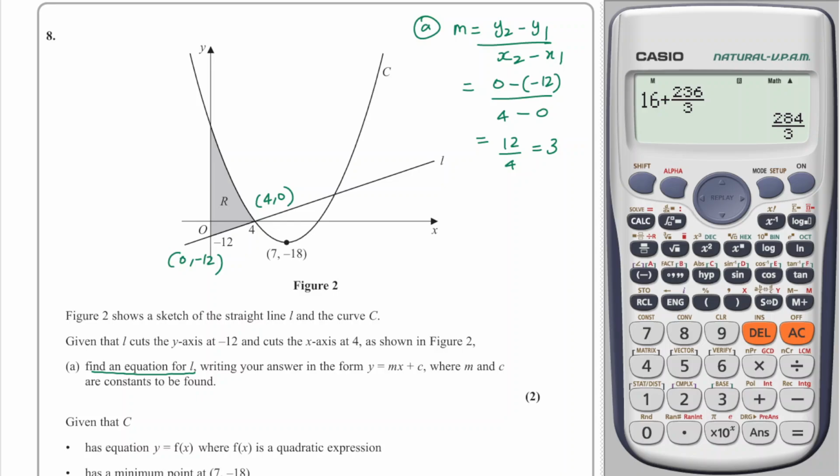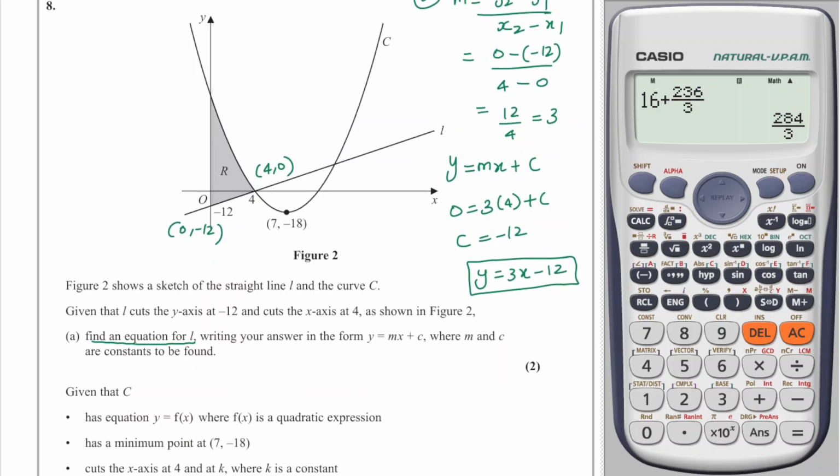I am going to use the point (4, 0) to identify the equation of the line, y is equal to mx plus c. So 0 is equal to 3 times 4 plus c. So c is equal to minus 12, and I am getting the answer as y is equal to 3x minus 12. This is the A part answer, the equation of the line L.